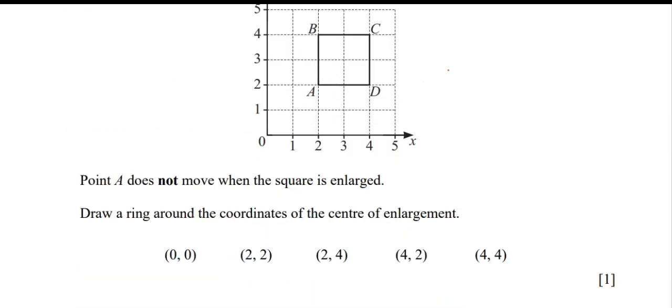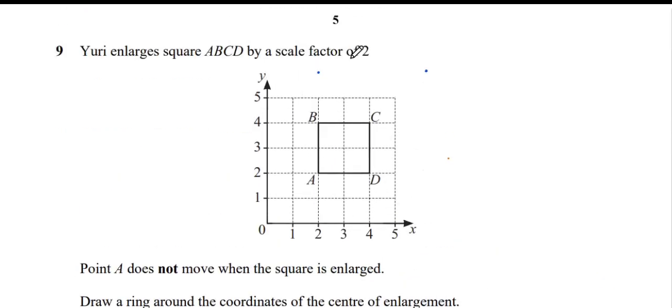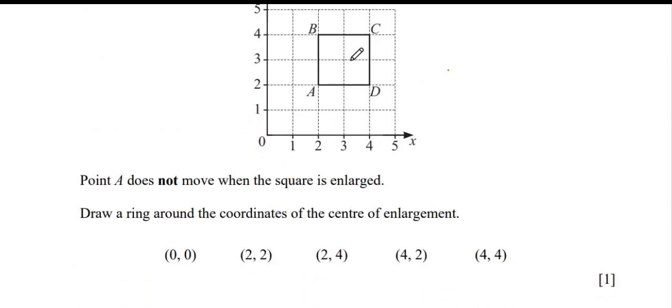In this particular question, they are asking us where the center of the enlargement is. The center of the enlargement is that particular point which does not move when you are enlarging a shape. That point is a point of reference to make your enlargement. Since A is not going to move, point A is our center of enlargement. So the answer becomes A.